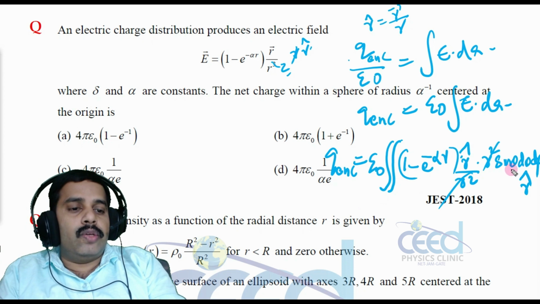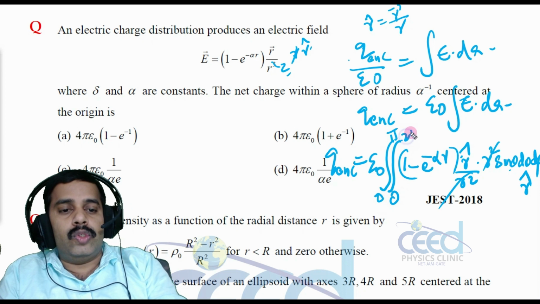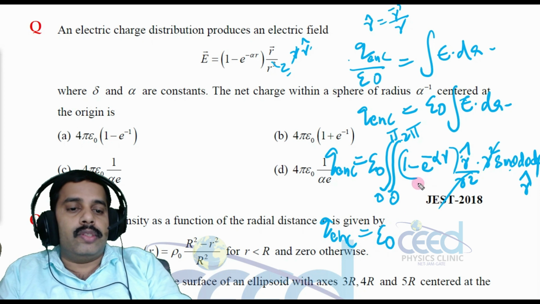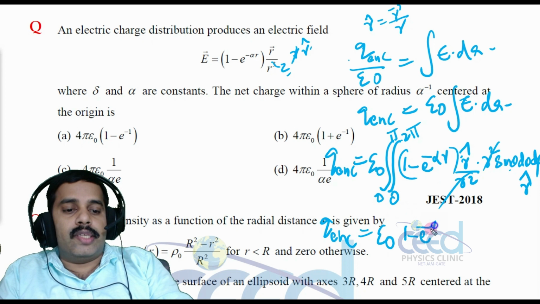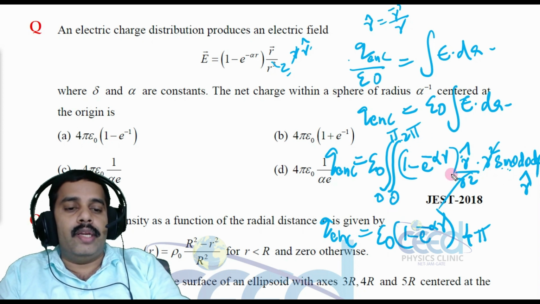Now what is the limit of theta and phi? That is 0 to pi and 0 to 2 pi. So Q enclosed is equal to epsilon 0 times, let me take this, 1 minus e raised to minus alpha r out, and on integration we have sin theta d theta d phi, which on integration gives 4 pi. We have already done this. Sin theta on integration is minus cos theta from 0 to pi, the answer is 2, and d phi on integration gives phi from 0 to 2 pi, that is 2 pi. So 2 pi into 2 is 4 pi.